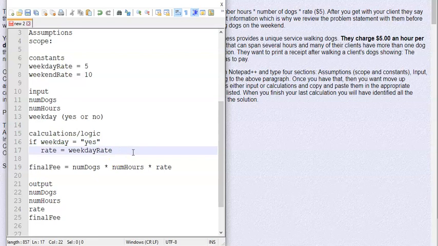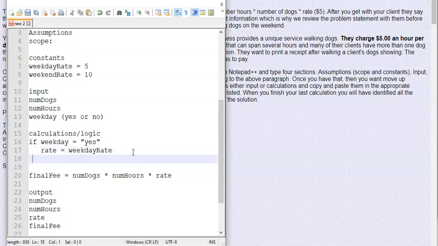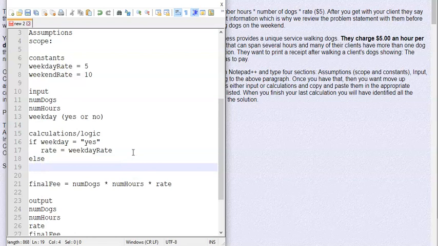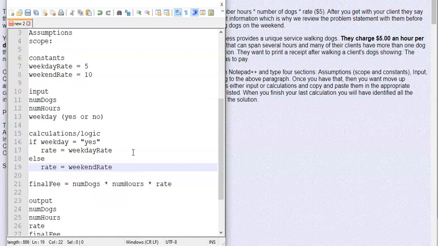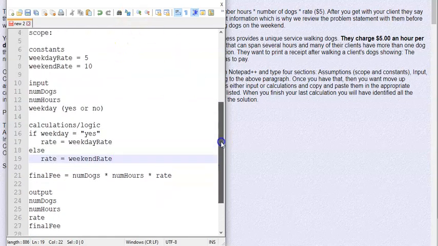Okay, so what happens if they didn't say yes? So we don't do another if saying if weekday equals no. Instead, we say else. So else means they didn't say yes. And for that, the rate is going to be equal to the weekend rate. And again, look how nice. Because we're using Notepad++, we're just selecting those names. So now we have all that.